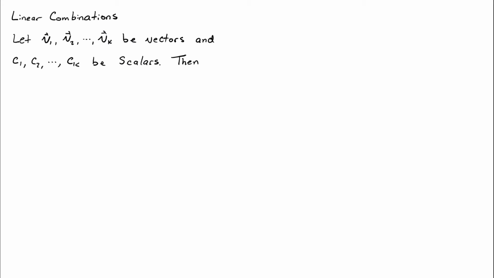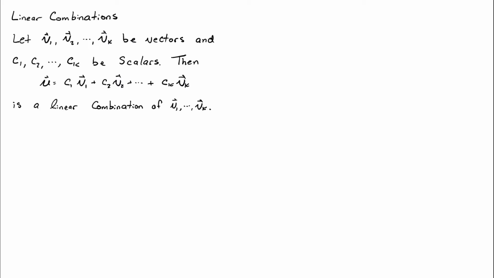Let's start with the formal definition of a linear combination. Let v1 to vk be vectors and c1 to ck be scalars. Then u equals c1v1 plus c2v2 plus up to ckvk is a linear combination of v1 to vk. A linear combination is combining scaled vectors.